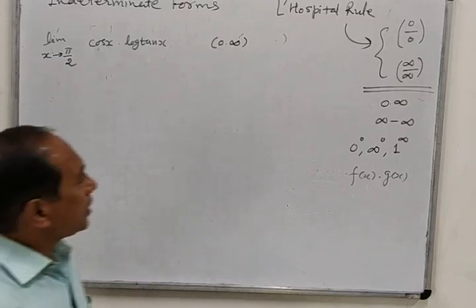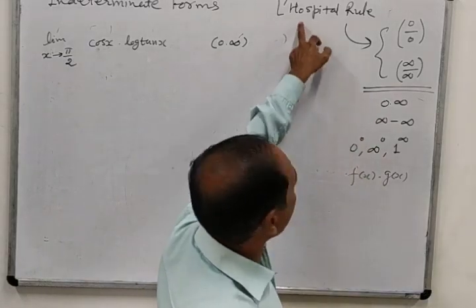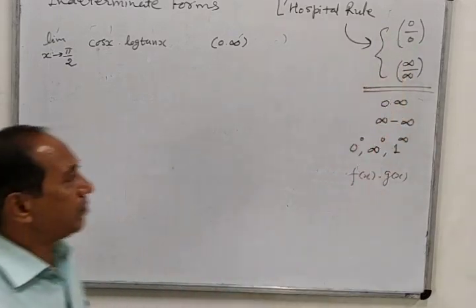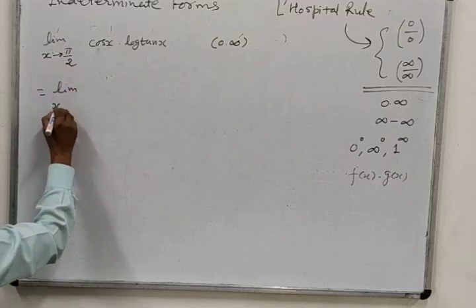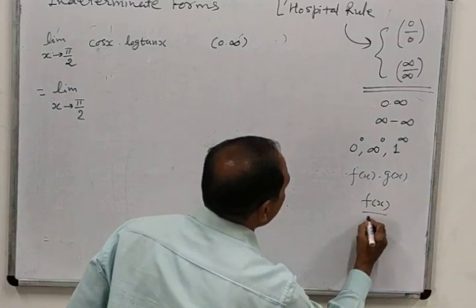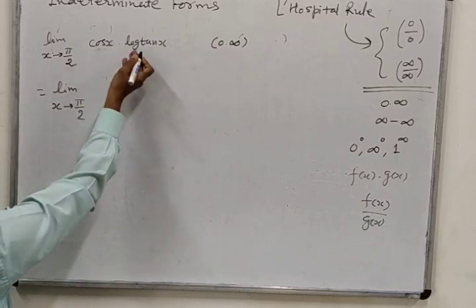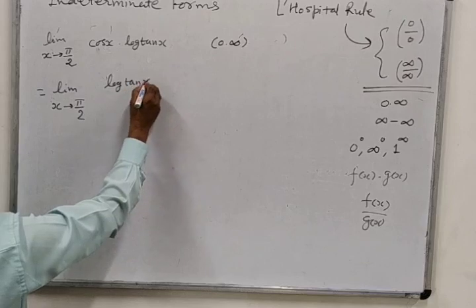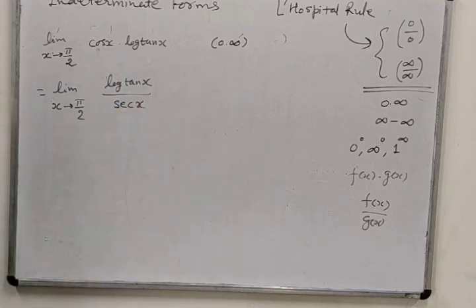In this form, as I told you, we cannot apply L'Hopital rule directly. To apply L'Hopital rule, we have to convert into one of these two forms. So we will convert this into the form of f(x) upon g(x). We will take one of these two functions in the denominator. So we will keep log of 10x in numerator and cos x in denominator, so cos x will become sec x now.